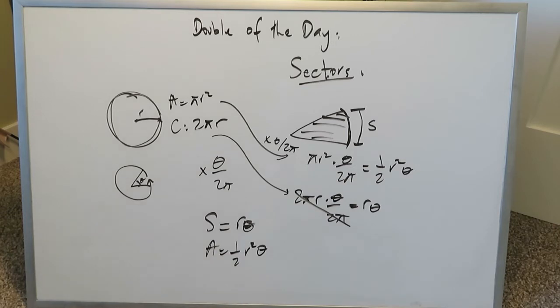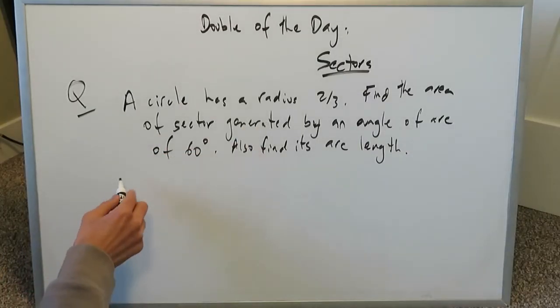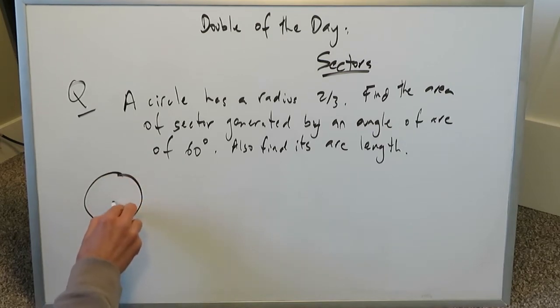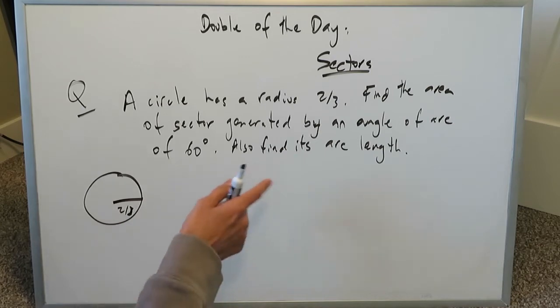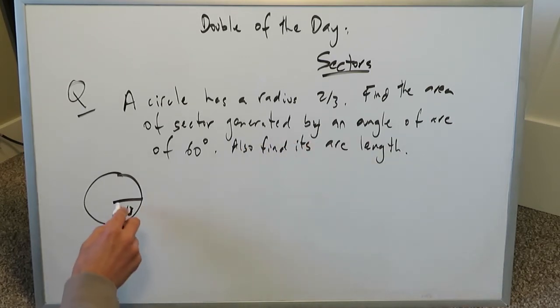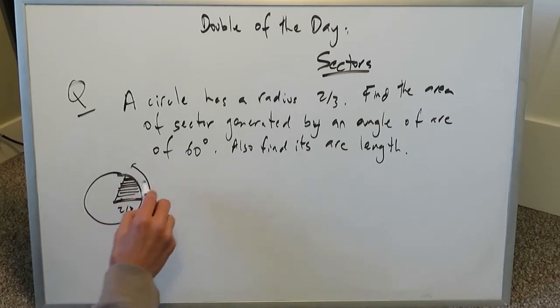Given this, let's look at two questions in this video. A circle has a radius of 2 over 3. We can start with the circle over here and draw a radius, and we'll call that 2 over 3. A certain sector is generated from here by an angle of 60 degrees. If you do a 60-degree angle, we generate a sector, and we are looking at the area of this sector. Find the area generated by an angle of arc of 60 degrees. Also find its arc length right over here.